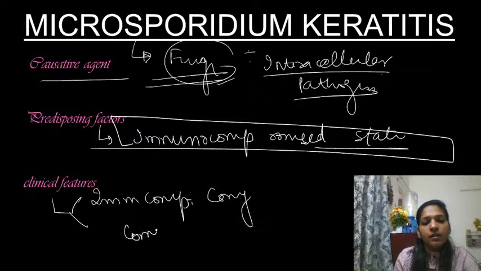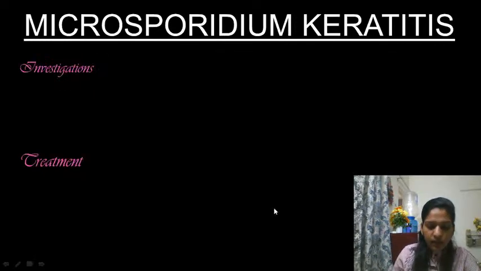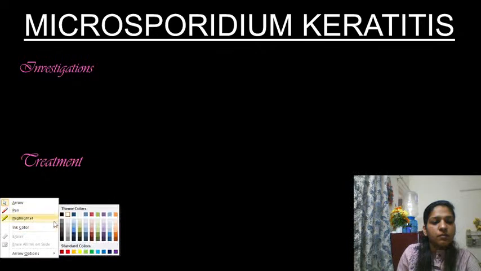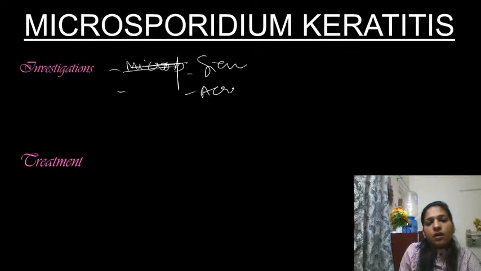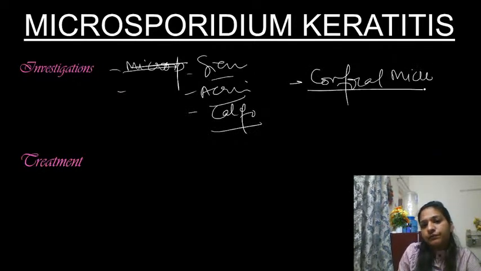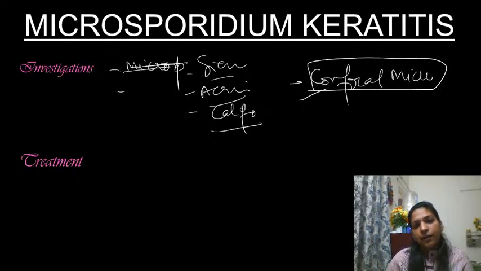Clinical features: if the patient is immunocompromised, the patient will have conjunctivitis. If immunocompetent, they can have stromal involvement. Investigations were already discussed previously, but I'll repeat them again. Giemsa staining, acridine orange, calcofluor white, confocal microscopy, all these can be used in Microsporidium keratitis.